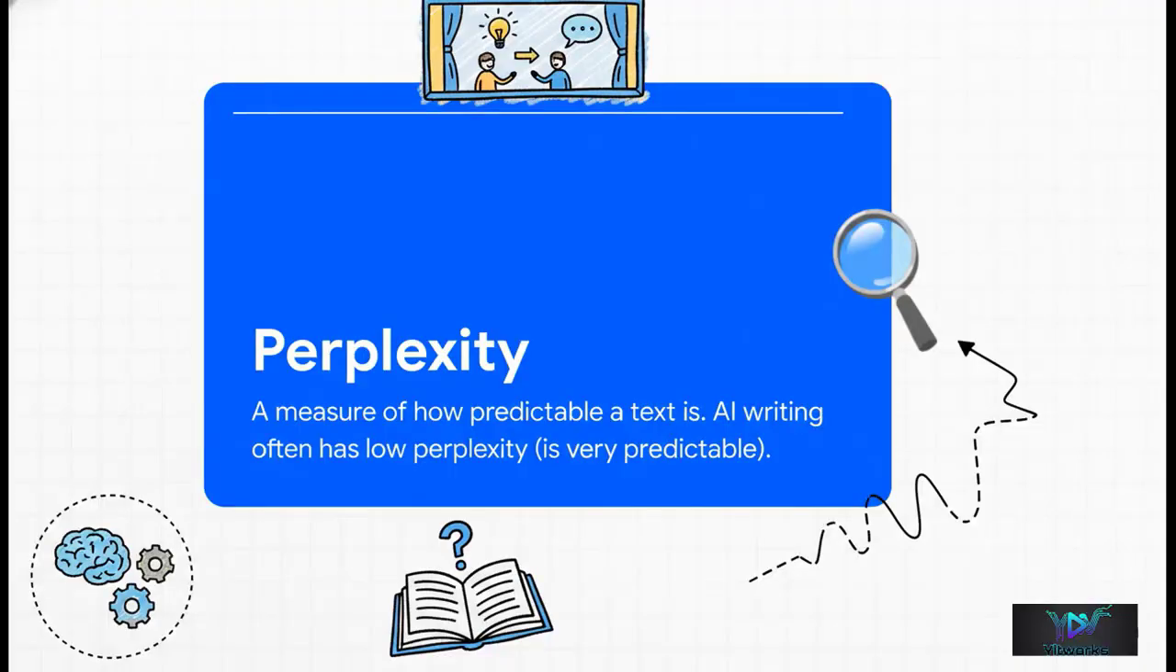Okay, here's our first big clue and our first new vocab word. The word is perplexity. Now, that sounds complicated, but it's not. It's just a fancy way of measuring how surprising or unpredictable the words are. See, humans, we're kind of all over the place. We use weird words. But AI often has low perplexity. It tends to pick the most obvious, most common, most predictable word every single time. It's kind of like watching a really boring movie where you know exactly what the next line of dialogue is going to be. And for an AI detector, that predictability is a huge flashing clue.